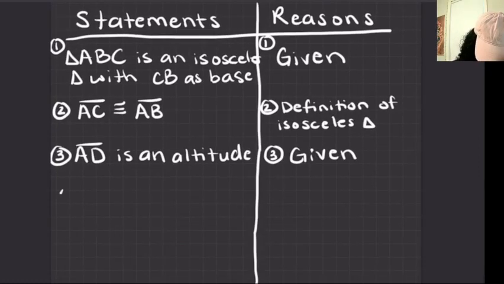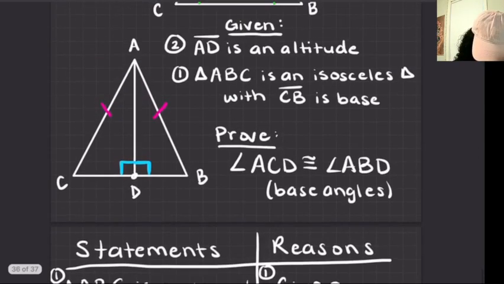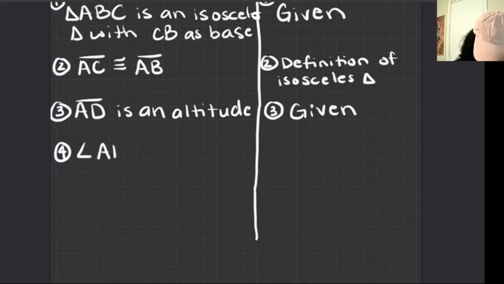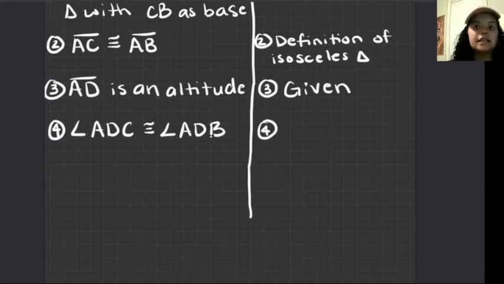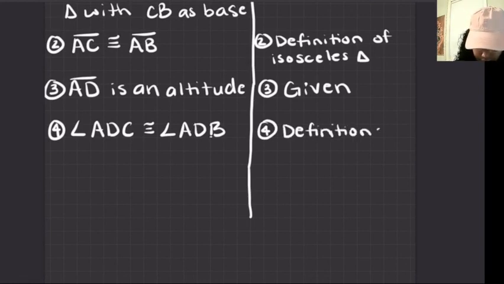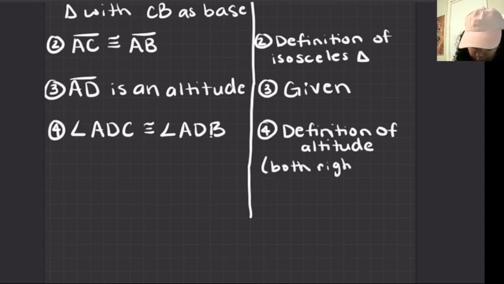So angle ADC is congruent to angle ADB. Yep, ADB. And this is going to be because that is the definition of an altitude, okay? Definition of altitude. And you can also say that they're both right angles. So they're both right angles. All right, we're almost there.